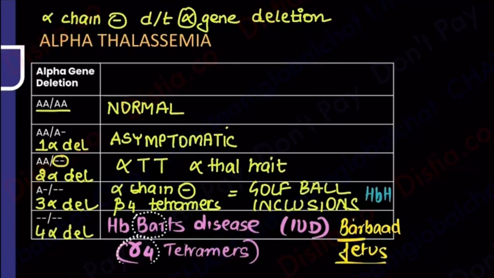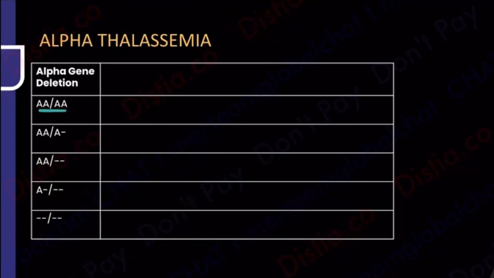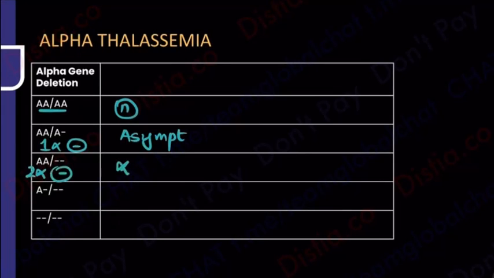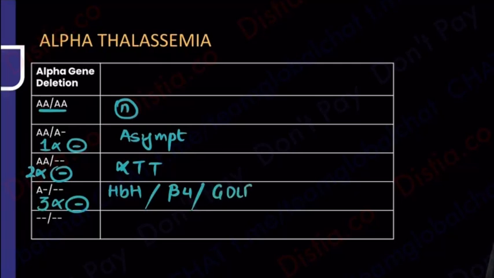I hope everyone is okay with this, and we can do a super duper rapid review of all of this once again. When all the 4 alpha chains are there, this person is normal. When only one alpha gene is deleted, that is going to result in nothing. This is an asymptomatic situation. When 2 alpha genes are deleted, it is alpha thalassemia trait. This is my favorite story. When 3 alpha genes are deleted, he is a boy. So HbH disease is a boy making beta 4 tetramers. How is this boy doing? His boy is playing golf. So golf ball inclusions. At what time in the night? At 3 a.m. in the night.